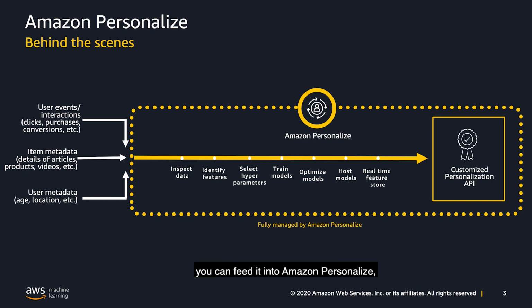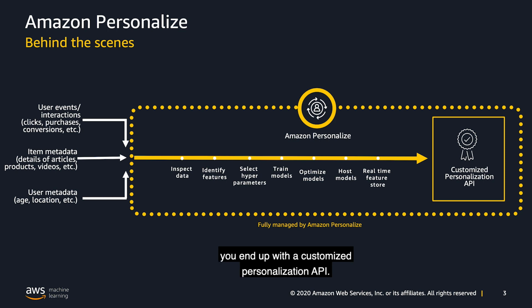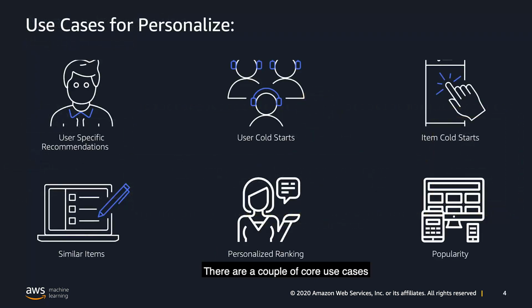Once that data exists, you can feed it into Amazon Personalize, which is a fully managed machine learning solution. It will take care of inspecting the data, identifying the features, training models, actually optimizing them, and then hosting them. And at the end of this, you end up with a customized personalization API. This API is going to let you deliver recommendations inside your application, cache them, or really integrate them across your product and portfolio. There are a couple of core use cases for Amazon Personalize.